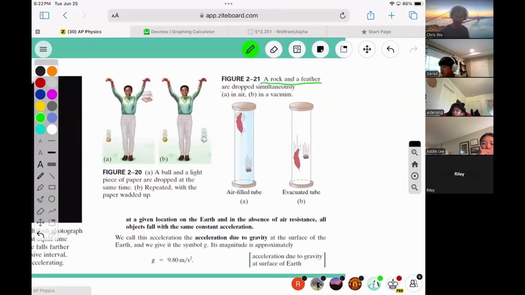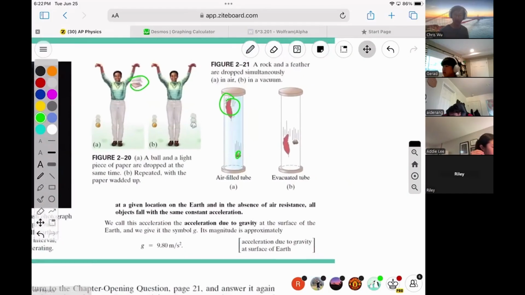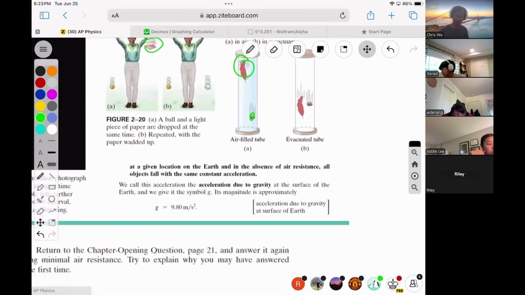And same thing here. If you drop a rock and a feather in air, the feather really doesn't drop that fast. The rock goes down. But if you just vacuum it, suck out the air, and drop a feather and a rock, they will drop at exactly the same speed. Which means the things that drop slowly, like the feather here and the paper here, have much to do with air resistance. So in an environment where you don't have air, things are going to drop at the same rate. And also things that don't really suffer air resistance much, like rocks, are going to drop at the same rate.